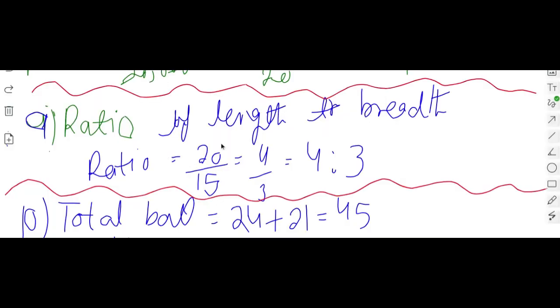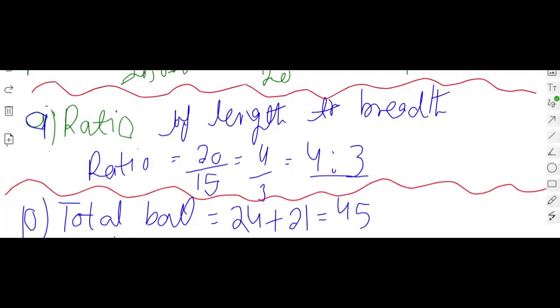In the ninth one, we have to find the ratio of length to the breadth of the field. So basically I just put the ratio of length here and the ratio of breadth here, and I get the ratio 4/3. Simply like this. Okay. And this is the final answer. And after that I have the total.